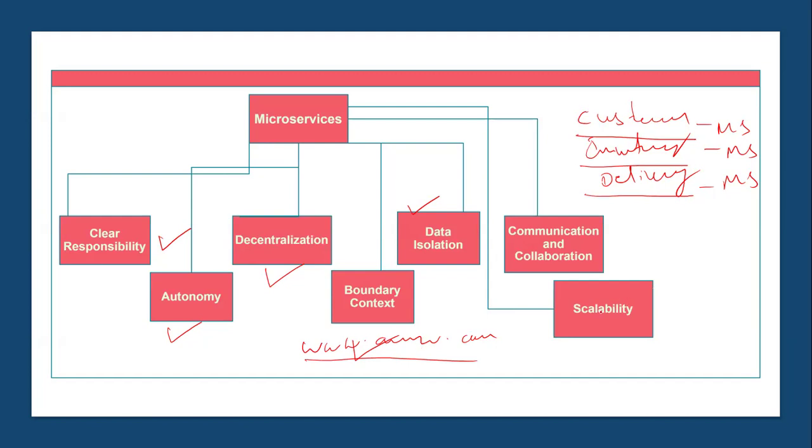And communication and collaboration: you need to provide APIs for communicating from one service to another microservice. Let's say I want to fetch inventory data in the delivery service, so that once delivery is done, I will update the inventory information. If you want to get that, you need not interact directly, I mean, you need not connect to the inventory database. Between delivery and inventory, you can have an API.